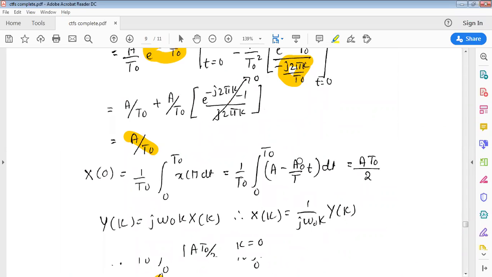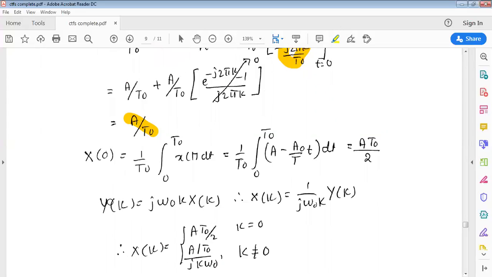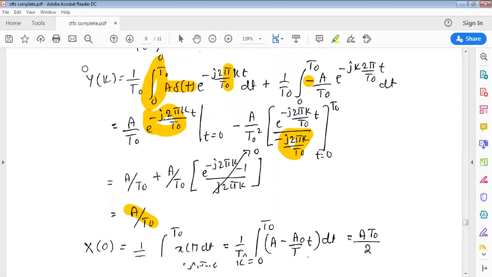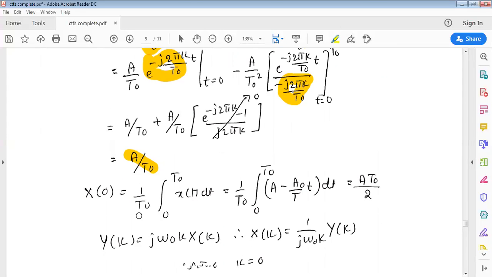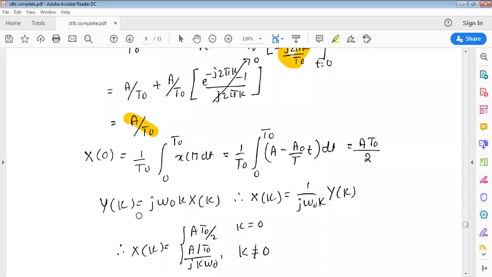Okay, so this value will get cancelled. This will become t naught square, t naught square by 2. So one t naught will get cancelled. I have a t naught by 2. Once I do this one, I need to get the final value. So y of k is equal to a by t naught. You have the value once.